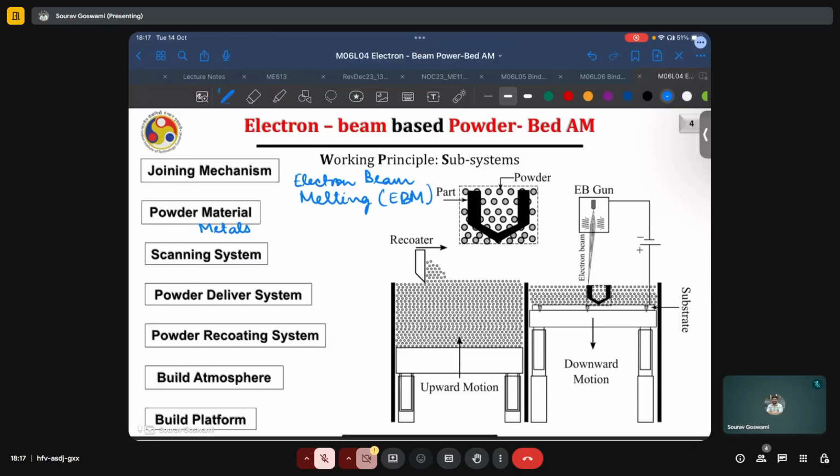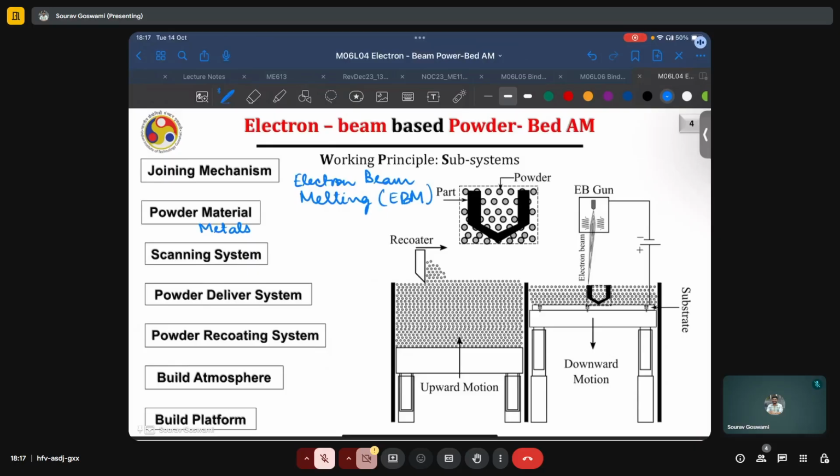The build platform will typically be made of the same material as the powder which is being printed, or if not the same, at least a material which is metallurgically compatible, because we would want to ensure that there is sufficient fusion between the first layer and the build plate.